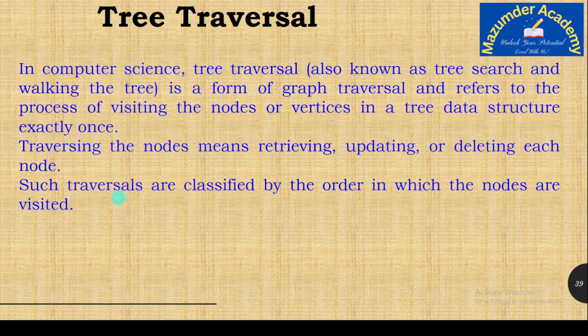So in computer science, tree traversal, also known as tree search and walking the tree, is a form of graph traversal that refers to the process of visiting the nodes or vertices in a tree data structure exactly once. Traversing a node means retrieving information from the node, updating the information in the node, or deleting some node or some information from the node. Such traversals are classified by the order in which the nodes are visited.